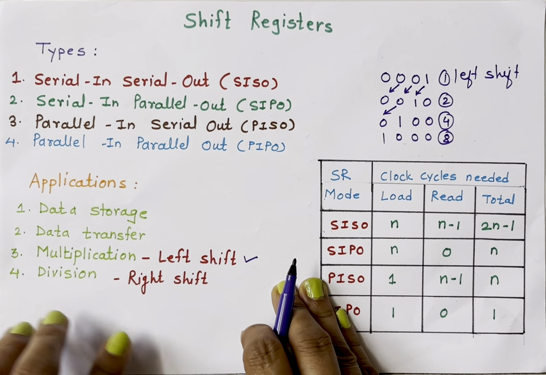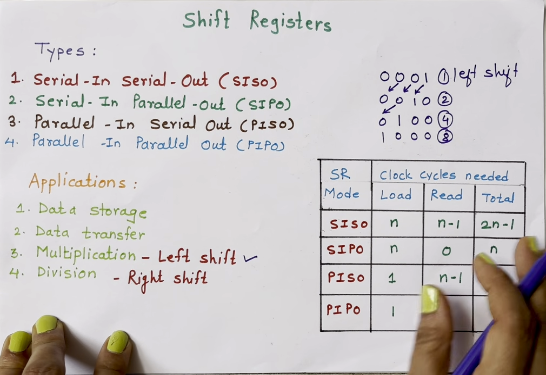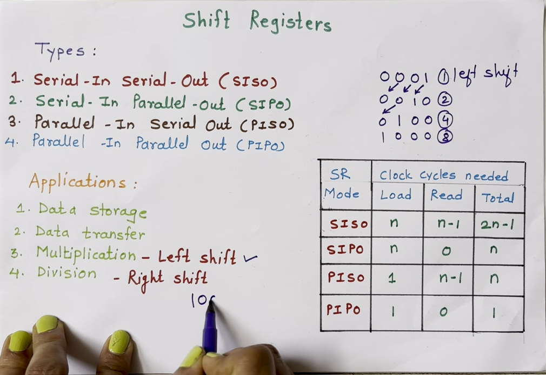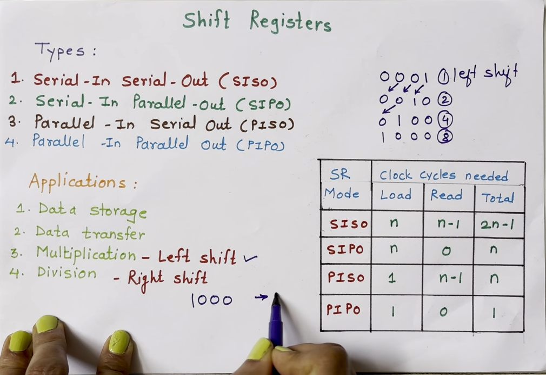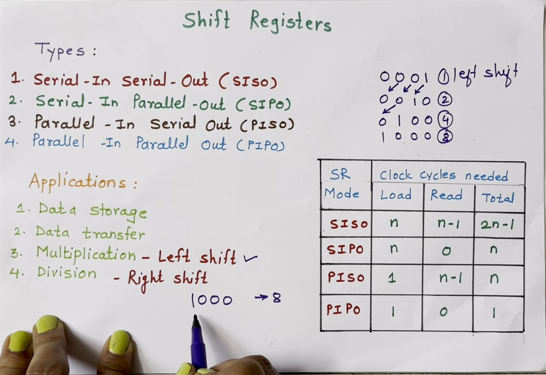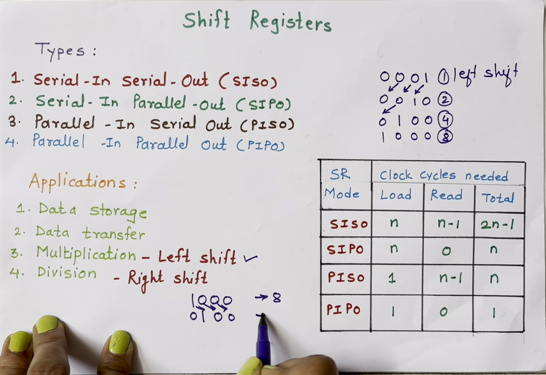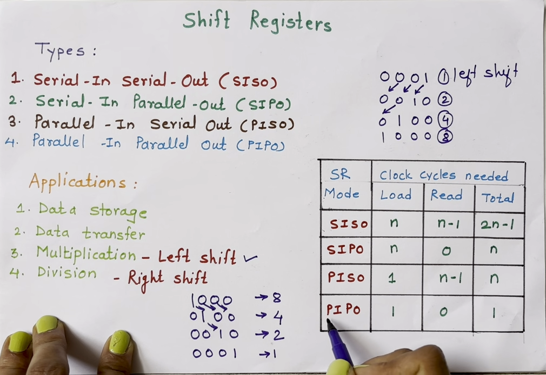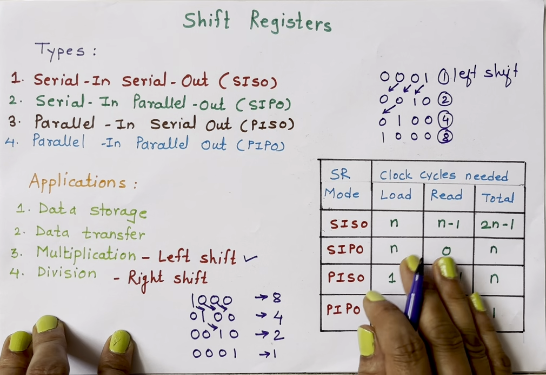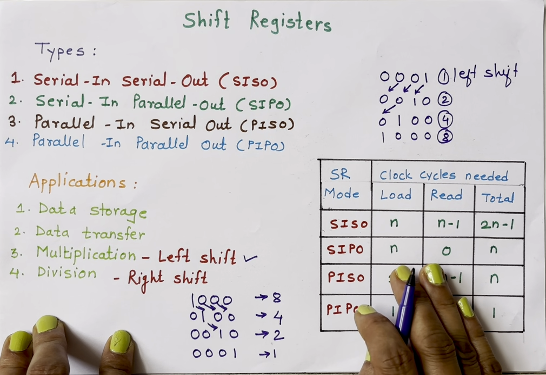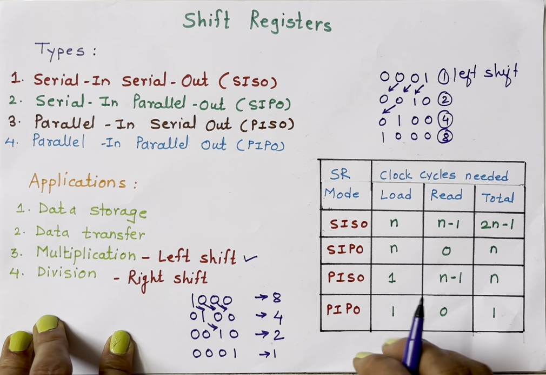By shifting data towards right, or right shift, we can perform division operation. So see, suppose my data is 1000. So this is what? 8. If I shift data in this way, then this 1 will come here, this 0 will come here, this 0 will come here. Now this becomes 4. Again if I shift, this 1 will come here, so this becomes 2. Then 0001. So this is 1. So this is division operation, division by 2. So by using shift registers, we can perform multiplication and division operation also.